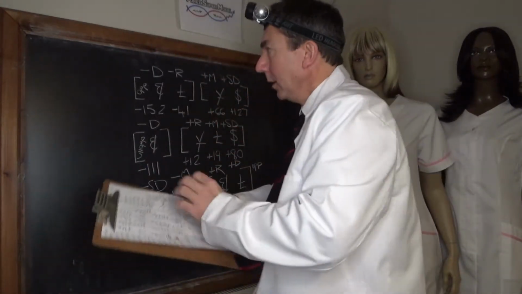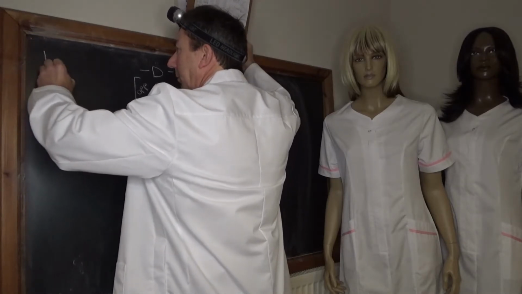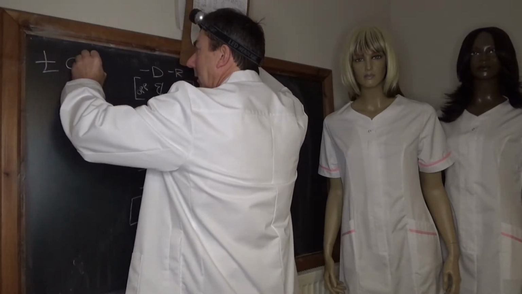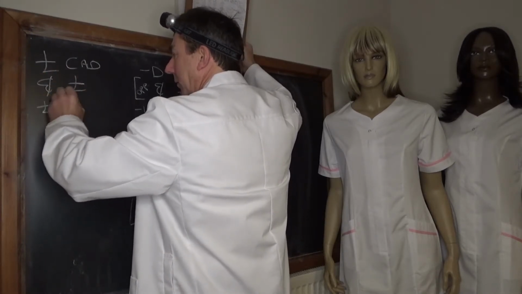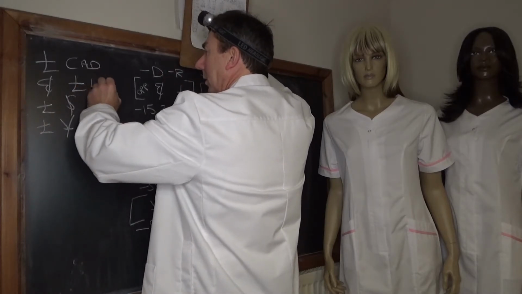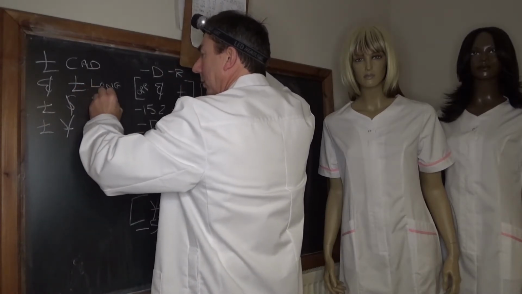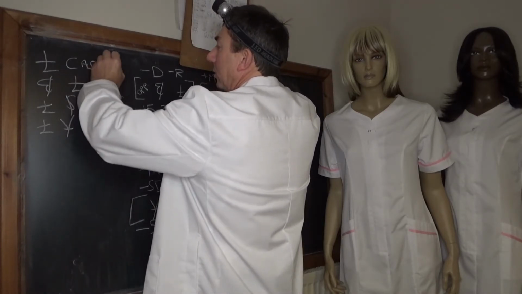Right, so we're running. What are we running? We're running pound CAD, euro pound, dollar, pound yen. So we're long, short, and we're short there as well.